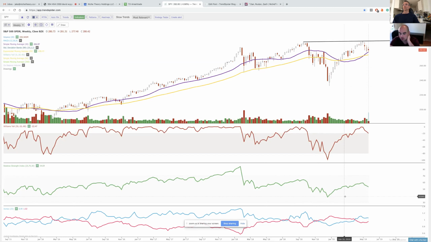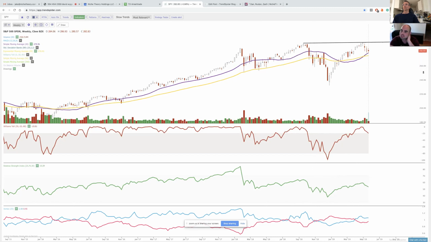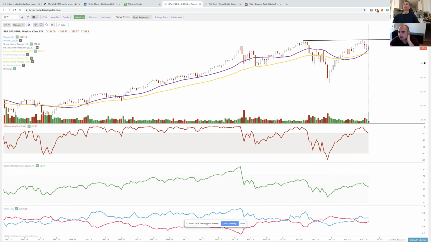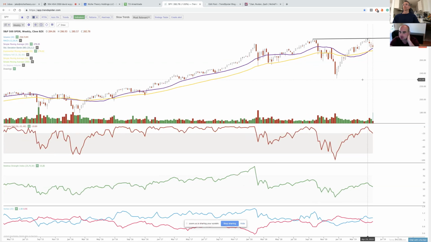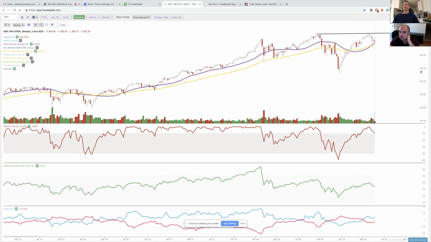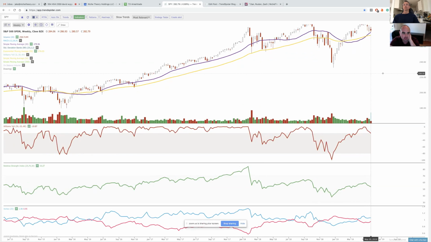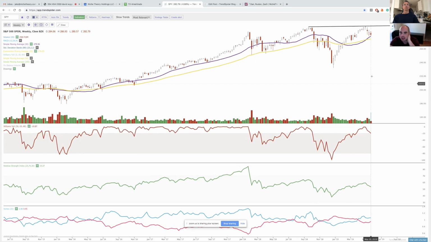So I think that we're probably about to go down too. And that is why I think Bitcoin is going to continue up. I think a lot of people are starting to hedge their bets with crypto in case fiat currency doesn't become a thing anymore.